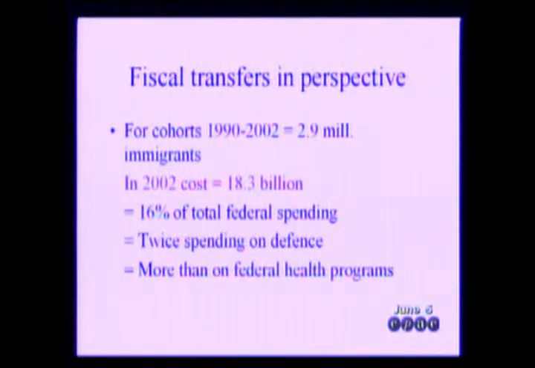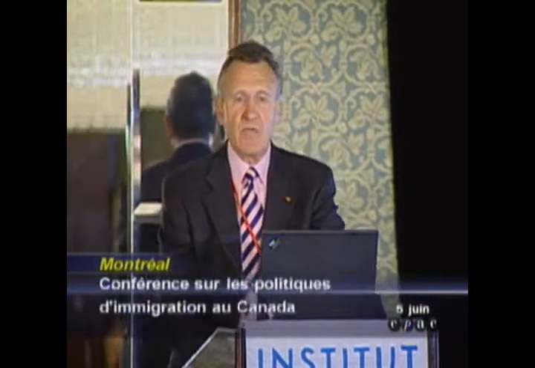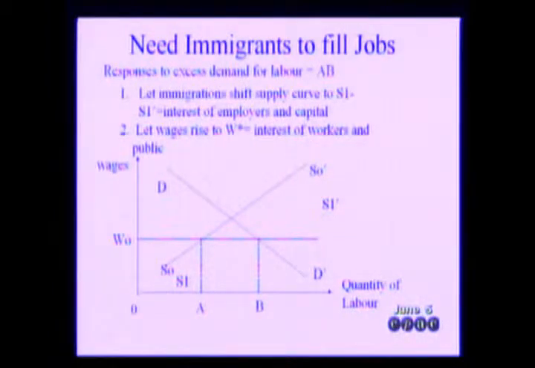Now, for cohorts that arrived between 1990 and 2002, 2.9 million of them, the total cost is $18.3 billion in the year 2002. That's 16% of total federal program spending, twice what we spent that year on defense, and more than we spent on federal health. Now, the next topics are, well, you know, this is not really important. What counts is that we have all these unfilled jobs. Some people this morning already did the preliminary work for me.